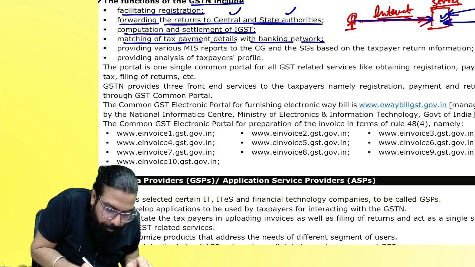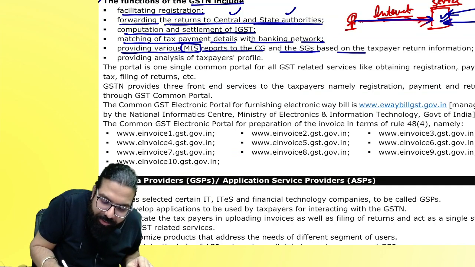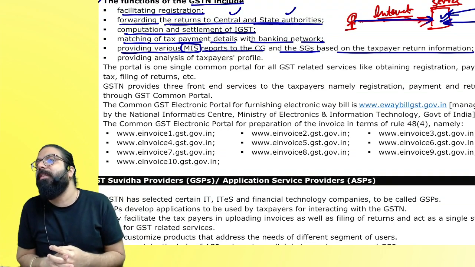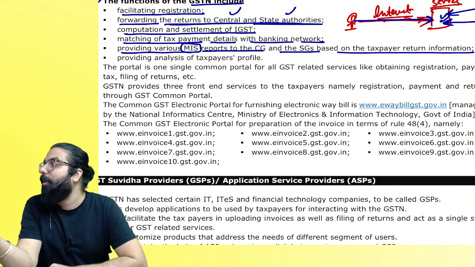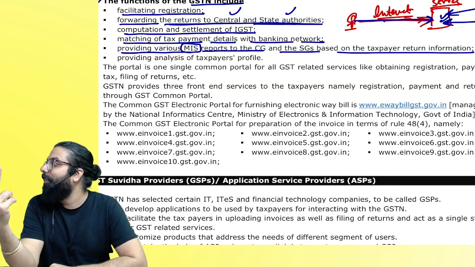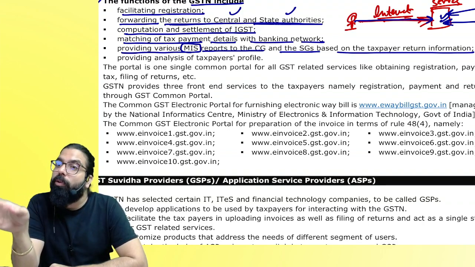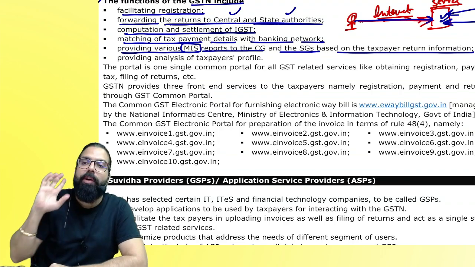Next, providing monthly MIS. What does it mean, everyone? MIS report is known as monthly information system report. How many people took registration this month? What was the GST ka collection? Okay? Are you guys able to understand? All this information to the center and state, who will provide? Goods and Service Tax Network, the company.